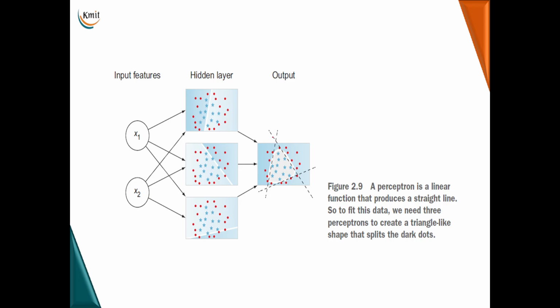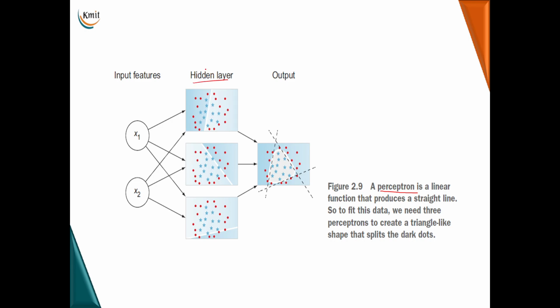So let's look at the example here in the figure. One point you need to remember that a perceptron is a linear function that produces a straight line. So to fit this data, we need 3 perceptrons to create a triangle-like structure. So each line will be generated by one perceptron, that is one neuron. So here we are making use of 3 neurons which are stacked together in one layer called as hidden layer.